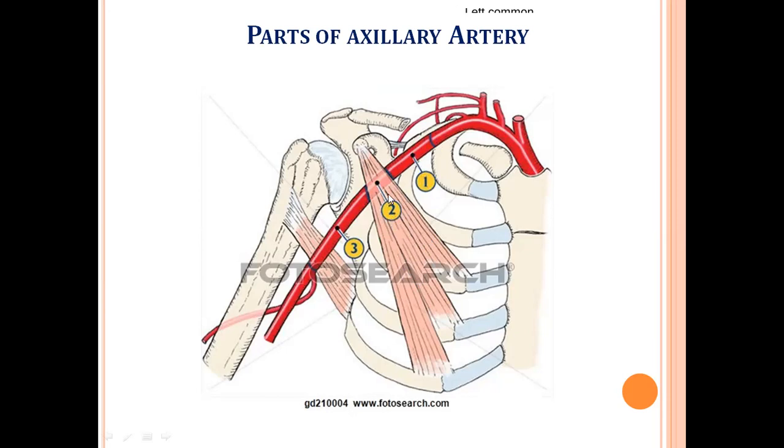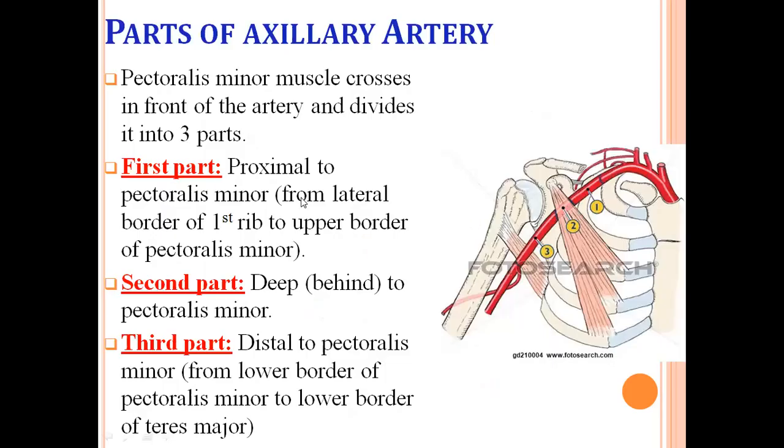Behind the pectoralis minor, whatever part of the artery is there, that is the second part of the axillary artery. From the lower border of the pectoralis minor to almost the lower border of the teres major, whatever part of the axillary artery is there, it is named the third part of the axillary artery. So the same thing has been described.